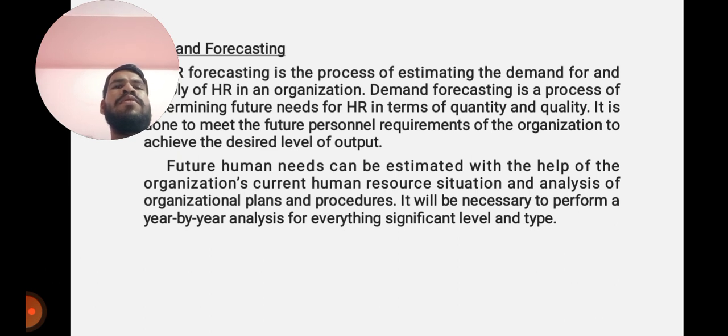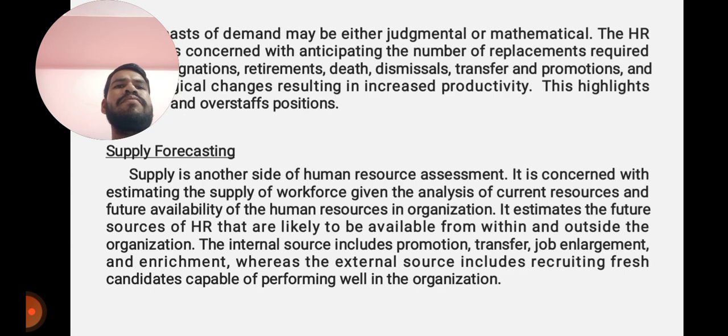Future human needs can be estimated with the help of the organization's current human resources situation and analysis of organizational plans and procedures. It will be necessary to perform a year by year analysis for every significant level and type. Demand forecasting may be either judgmental or mathematical. The HR department is concerned with anticipating the number of replacements required due to retirements, death, dismissal, transfers and promotions, and changes resulting in increased productivity. This highlights vacancies and oversteps positions.